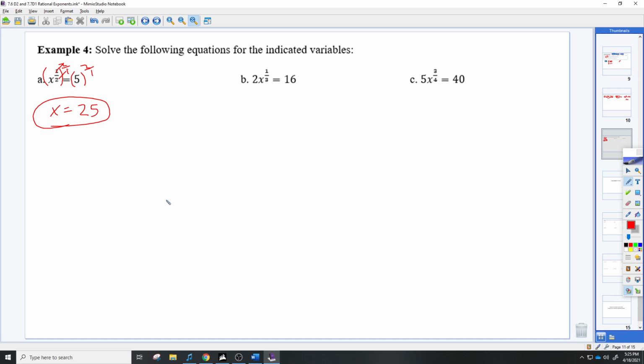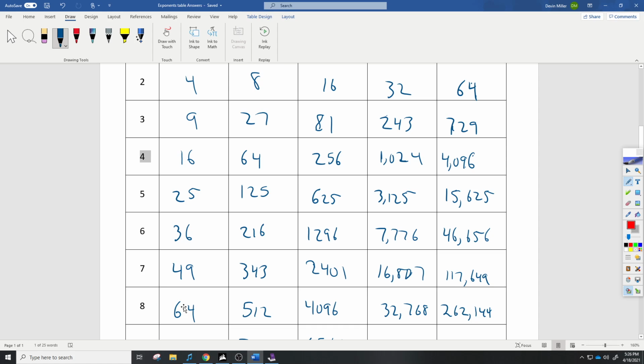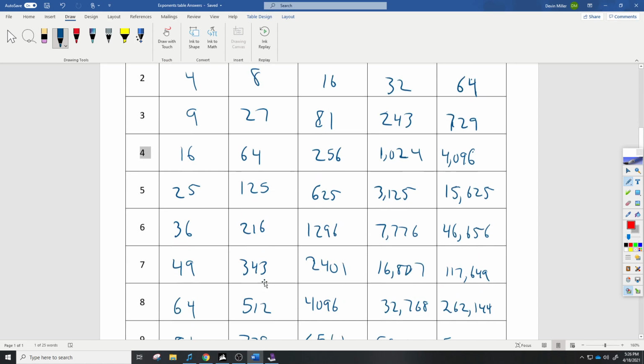Pretty simple. All right, part B, we have 2 times x to the 1/3. We're going to first divide both sides by 2. Get x to the 1/3 equals 8. And then we're going to use the reciprocal power again. Raise this to 3 over 1. Again, the 3's cancel out, so do the 1's. We get x equals 8 to the 3rd power. You can put it in the calculator, or you can use the chart. It doesn't say whether you have to use the chart or not, but 8 to the 3rd power would be 8, and it's squared 3rd, so 512.